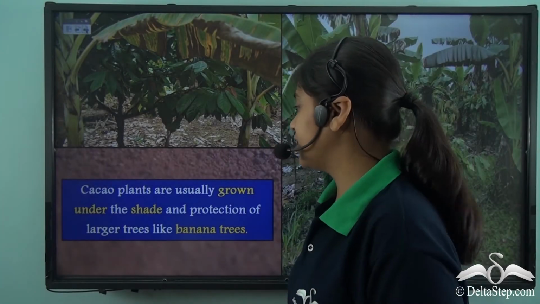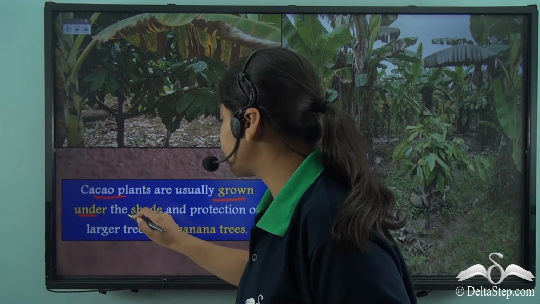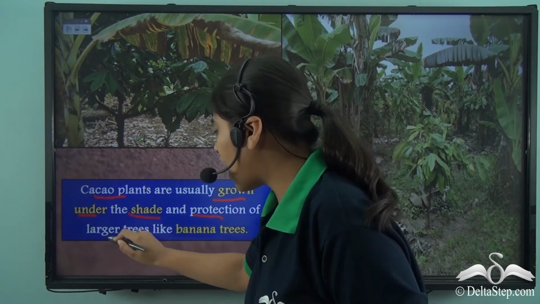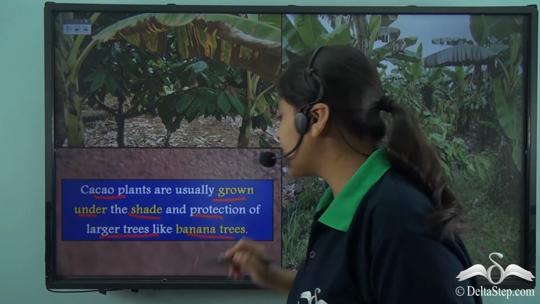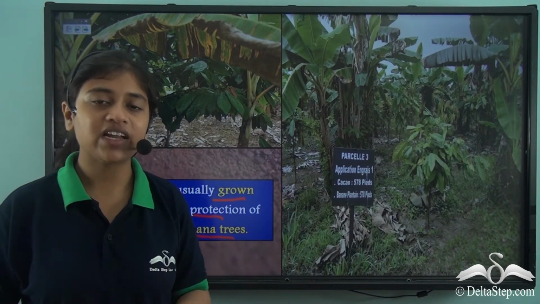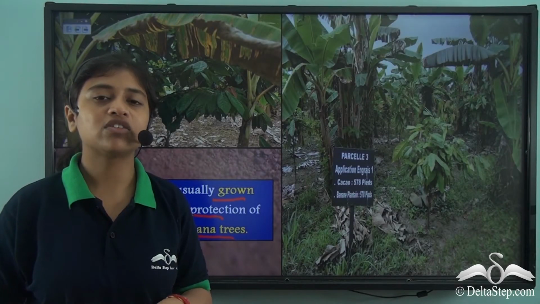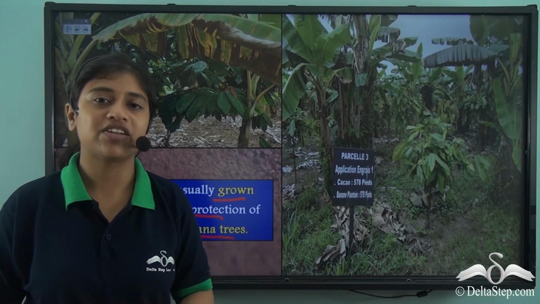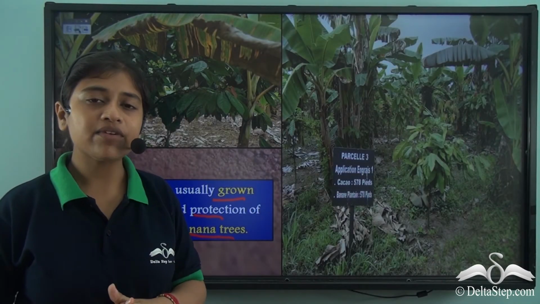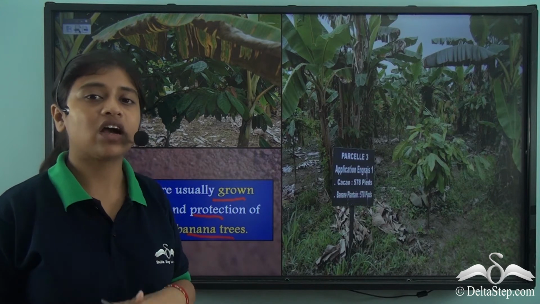This is the reason the cacao plants are usually grown under the shade and protection of larger trees like banana trees. The banana trees provide it with partial shade and protection so that the leaves of the cacao trees do not scorch because of long exposure to the direct rays of the sun. So now let us summarize the conditions that are required for the healthy growth of a cacao plant.